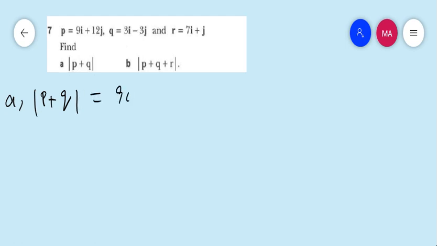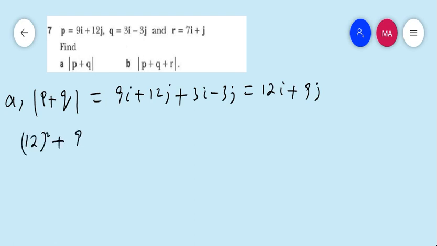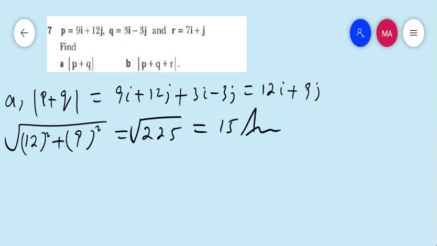So P is 9I plus 12J plus Q is 3I minus 3J. 9 plus 3 is 12I, 12 minus 3 is 9J, and magnitude means coefficient of I is 12 squared, coefficient of J is 9 squared, so 12 square is 144, 144 plus 9 square is 81, it is 225, and square root of 225 is 15. This is the final answer of part A.